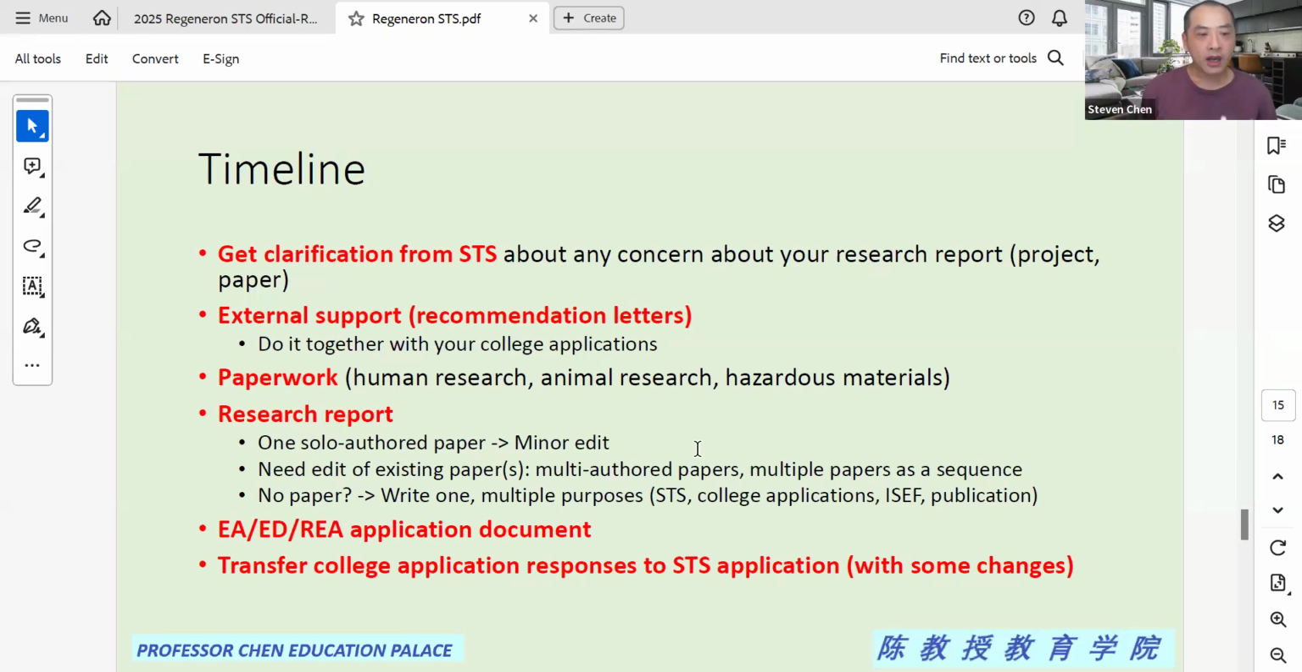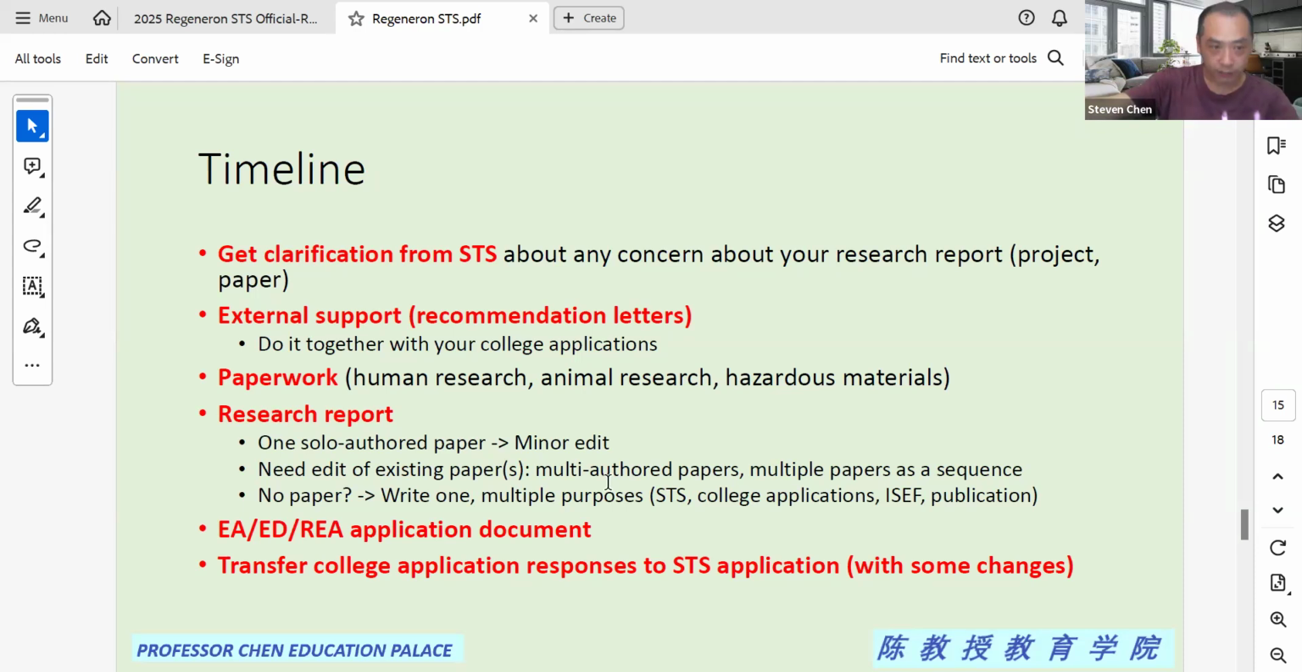Okay. And the third case is a little bit complicated. That is, you have no paper. So you have no paper, you still want to apply to Regeneron STS. Then the bottom line is you must write one. Okay? If you don't write a paper and you submit to STS, actually, this is what judges realize. Once judges receive such applications, it makes their work very simple. They directly reject your application. So it's easy for judges, but that will hurt you, right?